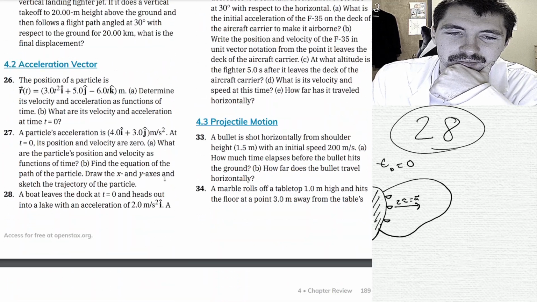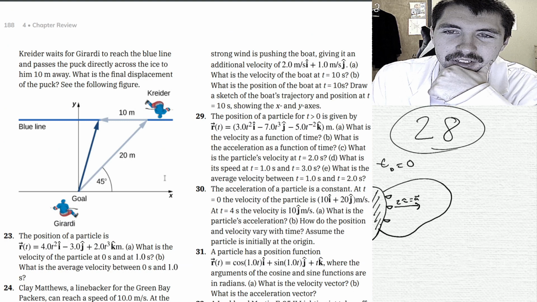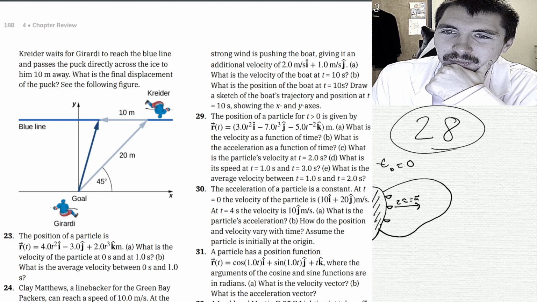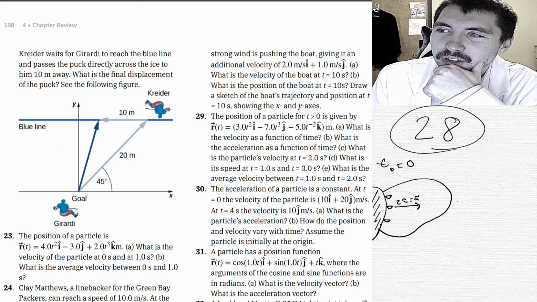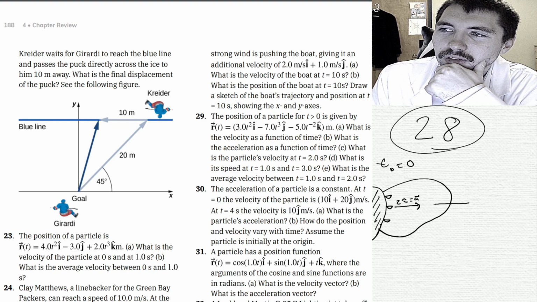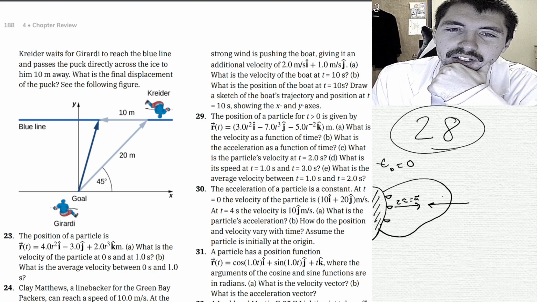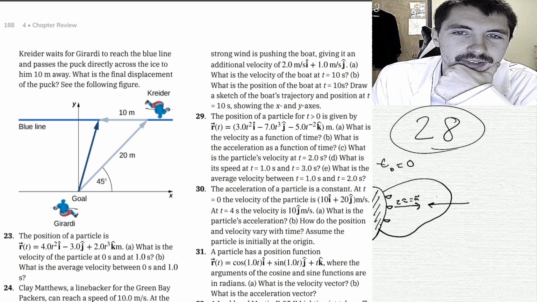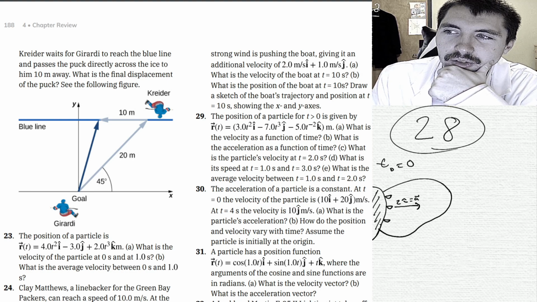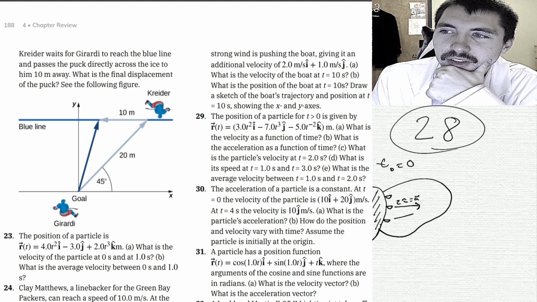Okay, so a strong wind is pushing the boat. Okay, so we have a wind coming here. Wind. Okay, oh, so the wind is actually a little bit slanted.